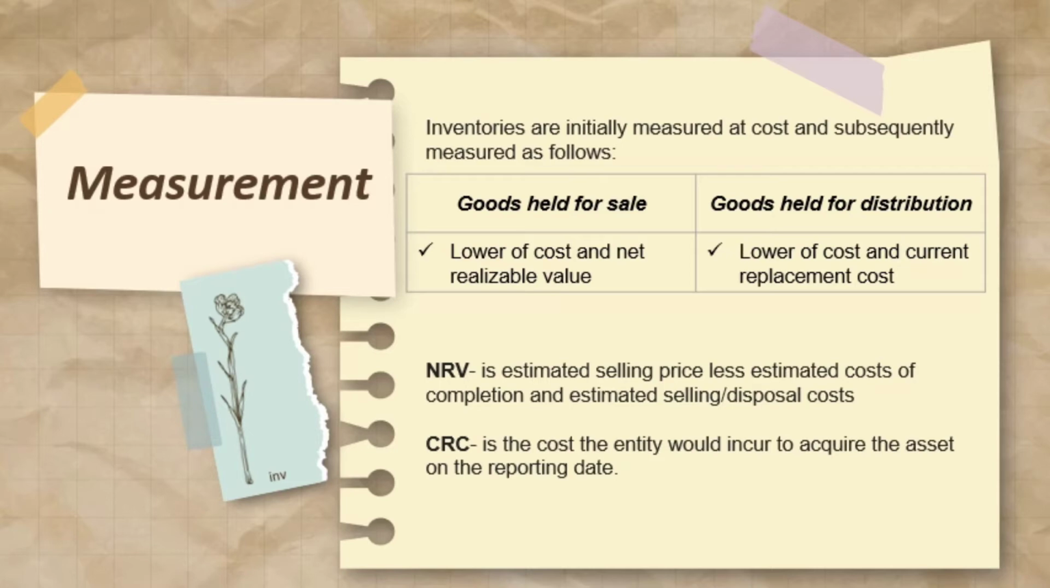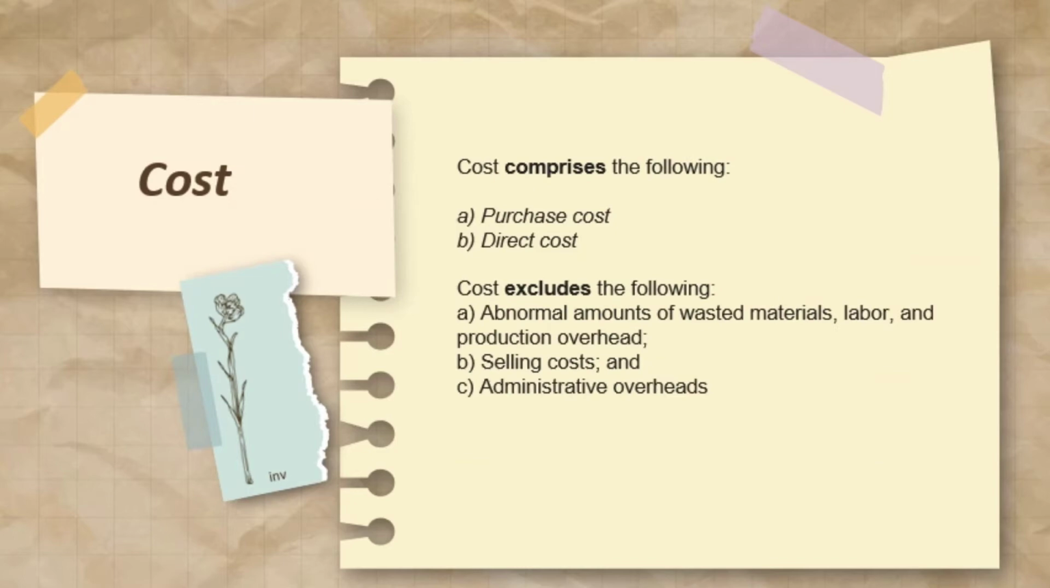On the other hand, if the goods are held for distribution, it is measured at lower of cost and current replacement cost. The current replacement cost is the cost that the entity would incur to acquire the asset on the reporting date. So this is the composition of cost. The cost comprises the following. First, the purchase cost, and the other one is the direct cost.